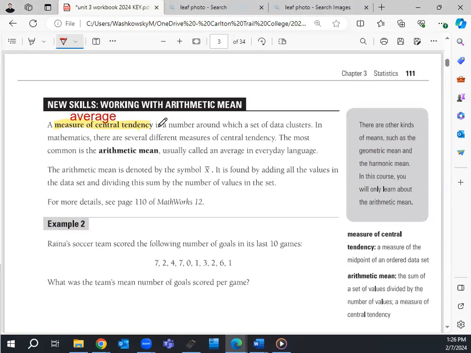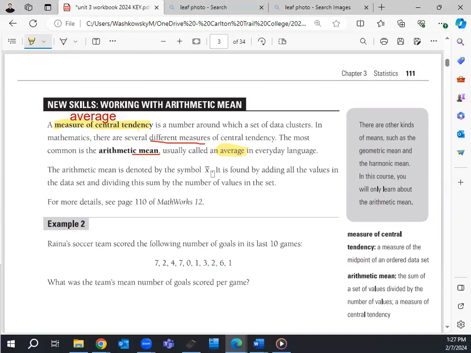A measure of central tendency is a number around which a set of data clusters. Again, it's a pool of data, and it's a way of organizing it. In mathematics, there are several different measures. The most common one is the arithmetic mean. Again, if we're converting this to English, they're going to ask you what the mean is, but when we're talking as a human to a human, we say the average, right? I don't ask you, what's the arithmetic mean temperature in July? I ask you, what's the average temperature in July? But that means average. Arithmetic mean means average.